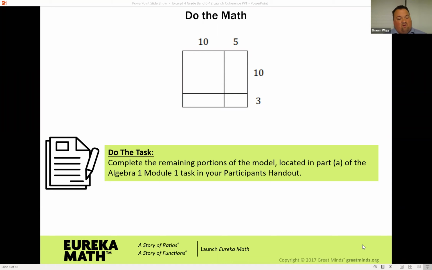Okay, looks like everyone's done, so let's bring it back together. Let's take a look at these. What did you get for your upper left-hand side of your area model? Good, and you got it from the 10 and 10. We talked about this one together, very good.